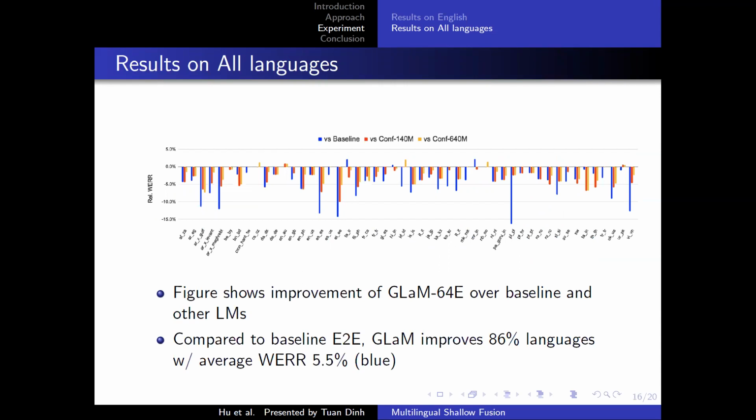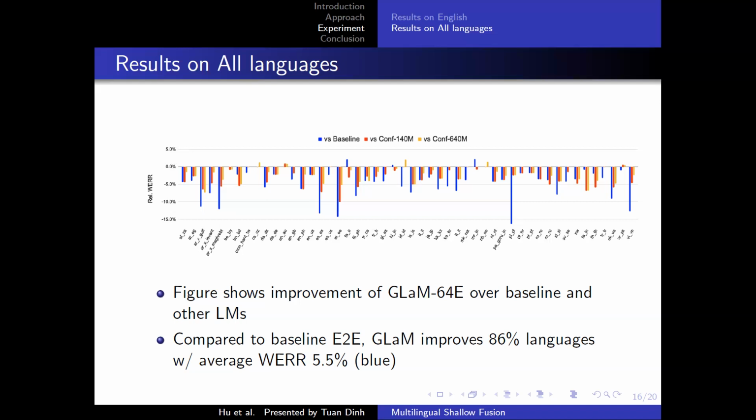Second, we look at the performance on each language. The figure shows improvement of GLAM 64E over the baseline and other language models. The y-axis shows the word error rate reduction of GLAM. The more negative, the better it is. The x-axis shows the language. Compared to the baseline end-to-end, GLAM improved 86% of languages with an average word error rate reduction of 5.5%, the blue bar. In other words, GLAM shallow fusion causes about 2% word error rate degradation for some languages.